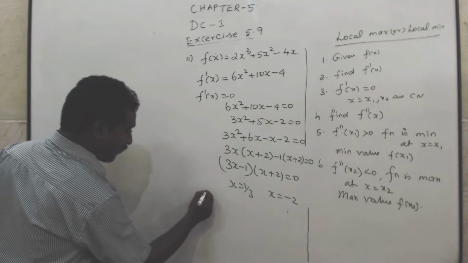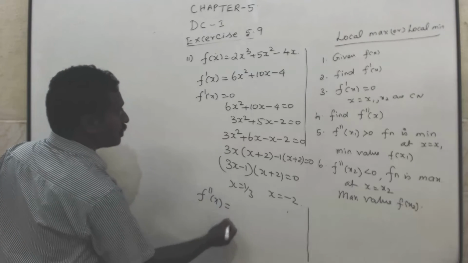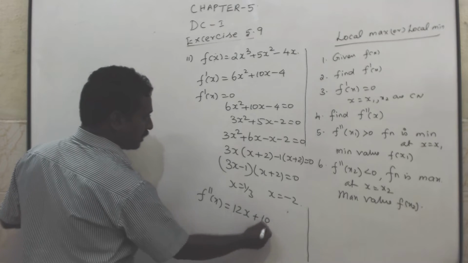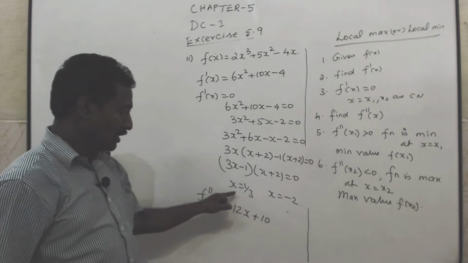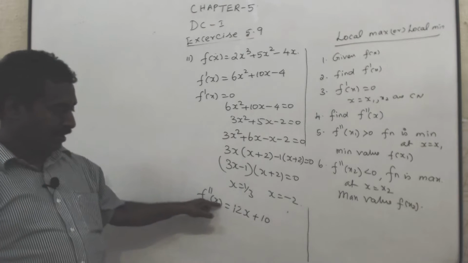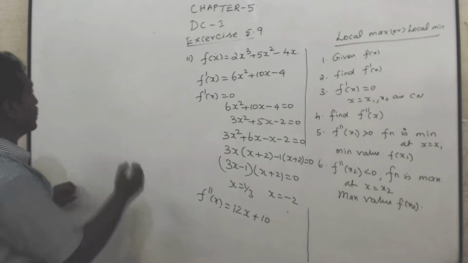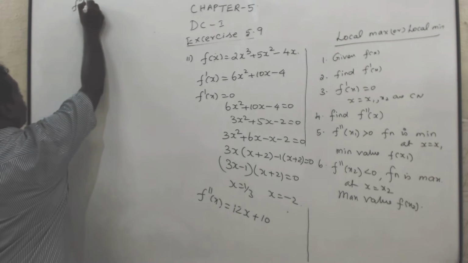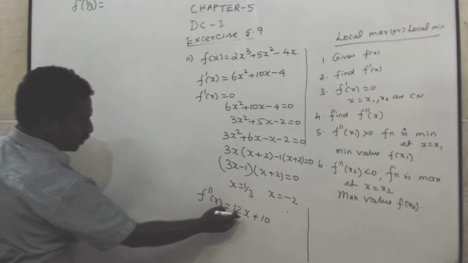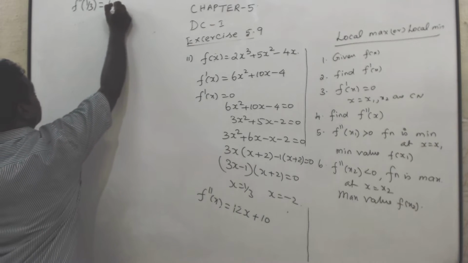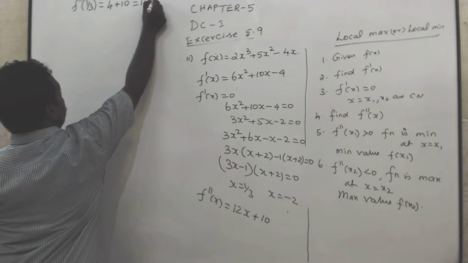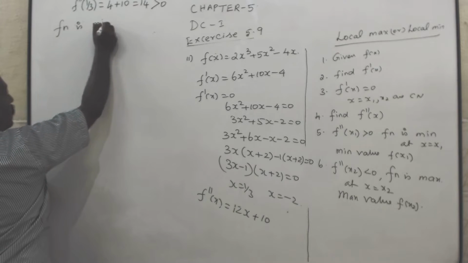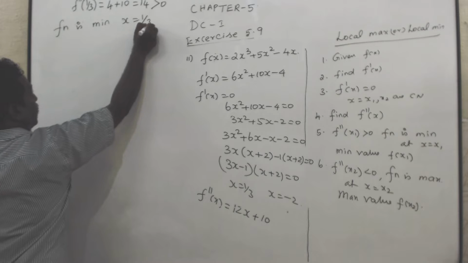Now, f double dash of x: 6x square differentiation is 12x plus 10. Next, substitute these values. These are the critical numbers. Substitute this critical number in f double dash. f double dash of 1 by 3, that is 12 into 1 by 3, 4 plus 10, 14, positive. Therefore, function is minimum at x is equal to 1 by 3.